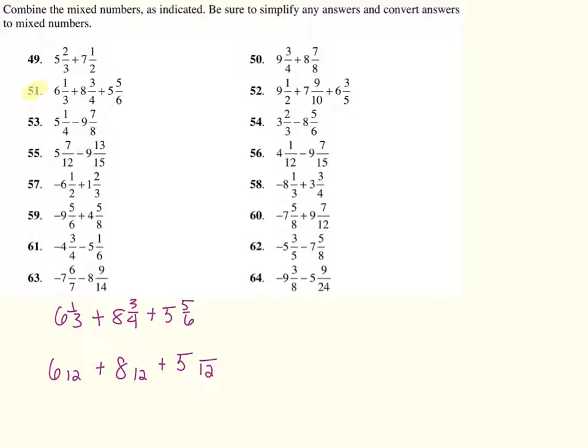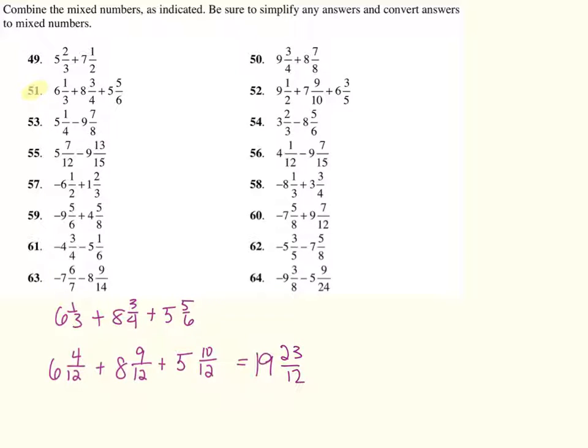So on the first one, 3 goes into 12 4 times. So 4 times 1 is 4. 4 goes into 12 3 times, therefore 3 times 3 is 9. And then 6 goes into 12 twice. 2 times 5 is 10. Okay, let's add up all the whole numbers first, and then we'll take care of the numerators. So 6 plus 8 plus 5 gives us 19. And then 10 plus 4 plus 9, all the numerators together, equals 23 over 12.